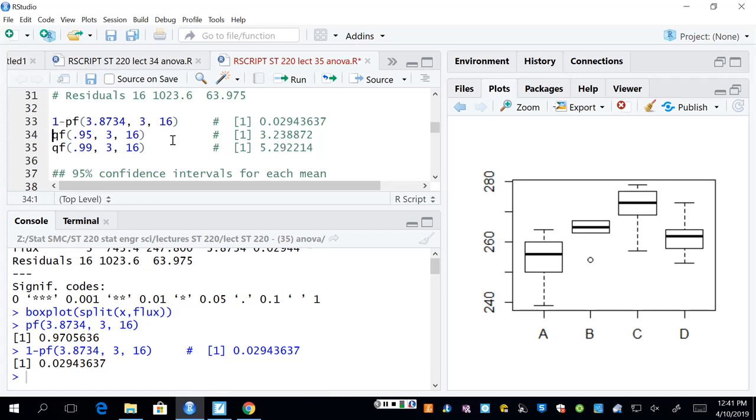Can we reject at 99%, the 1% tail area? Well, the 1% tail area is at 5.29. We're not quite that far out. We're kind of in between there, like we've seen.